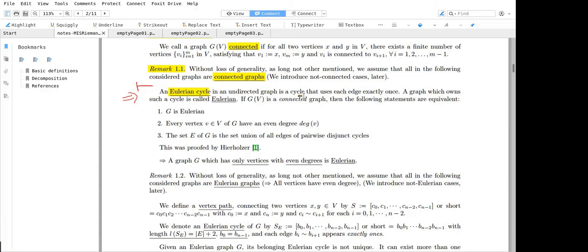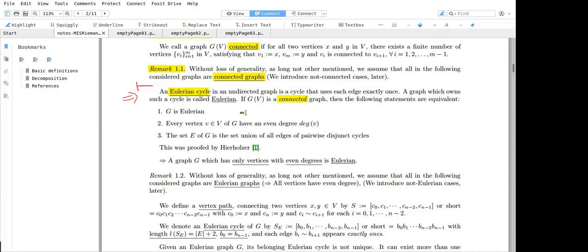One important point is, of course, that this graph has to be connected, because if we have two disconnected parts, then for our algorithm we would need an Eulerian cycle in the first connected part, and in the other connected part. In each disconnected part we would need an Eulerian cycle. But to keep it simple, like I said, we assume at the moment that our graph is connected.